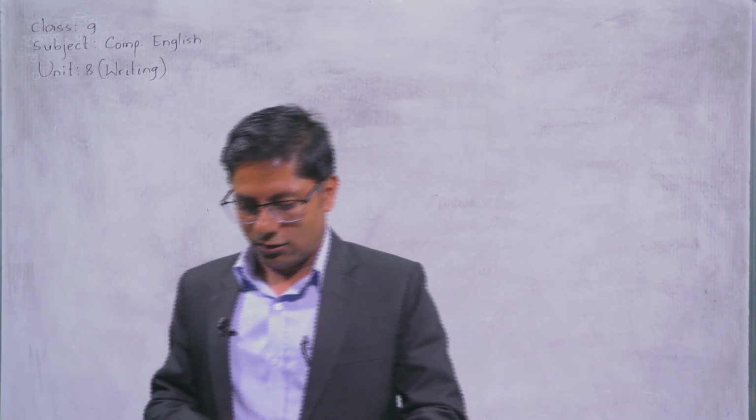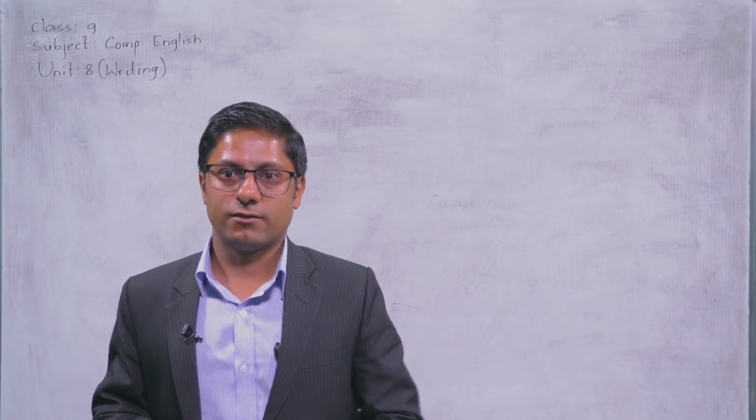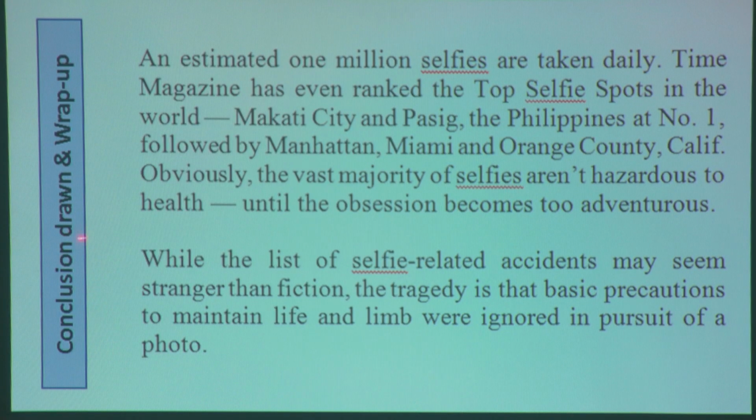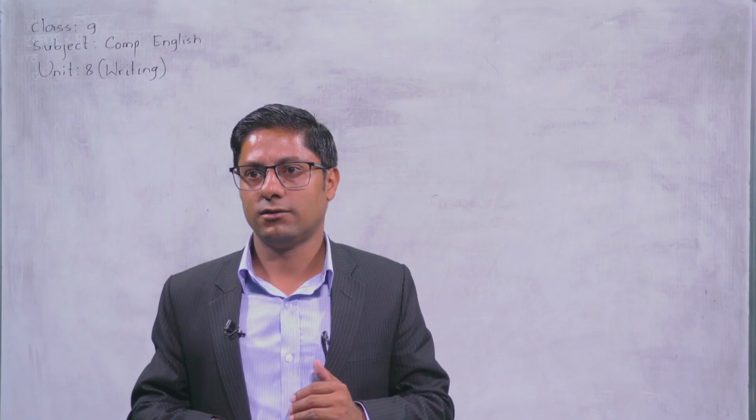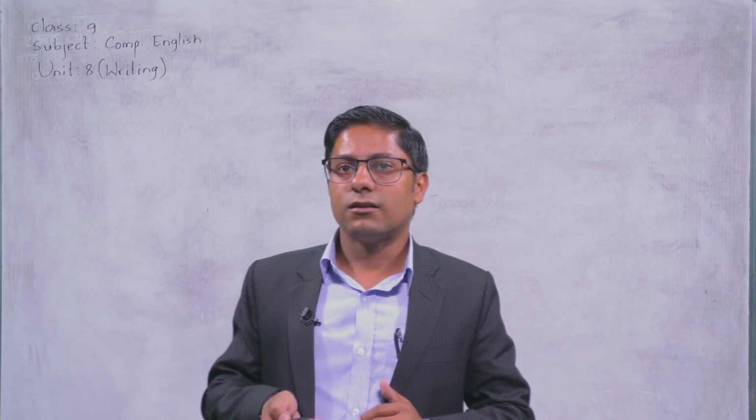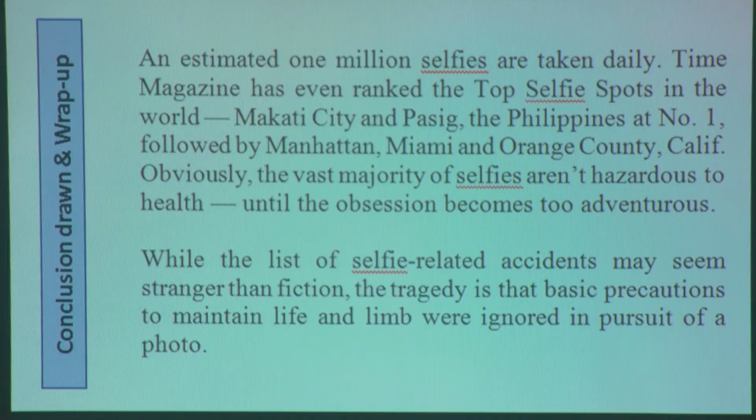Similarly, look at your next part, conclusion drawn and wrap up section. That means after you give details or examples, or you complete the main body of your writing, then you have to conclude your writing. Look at these two paragraphs here. These two paragraphs are related to the conclusion. So this is a concluding paragraph.